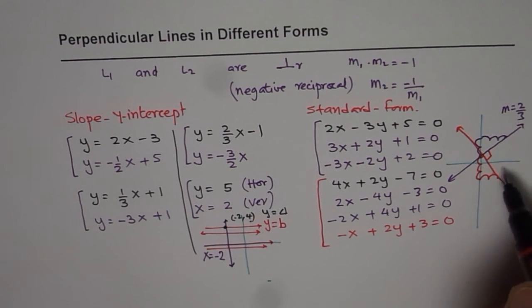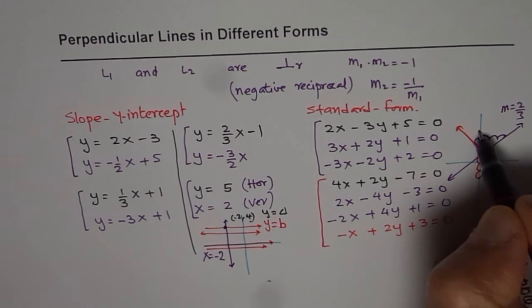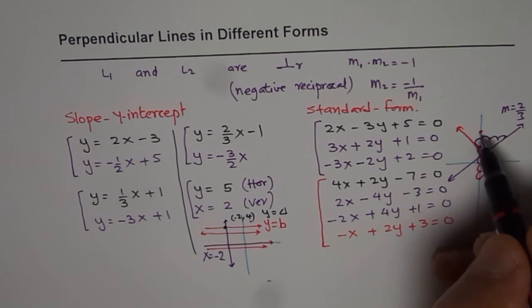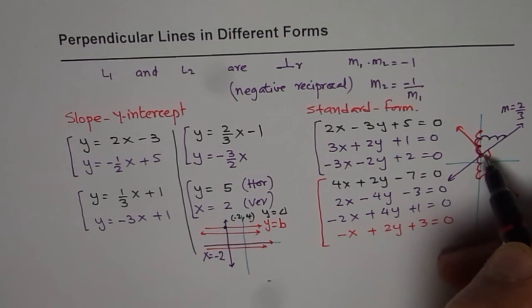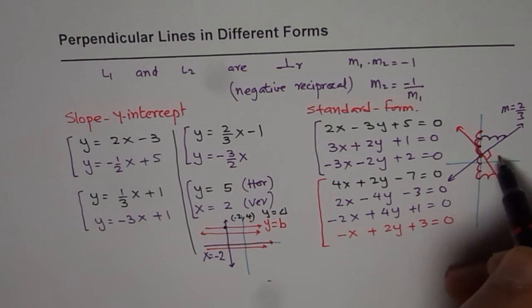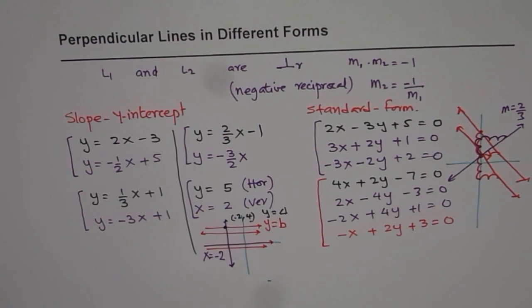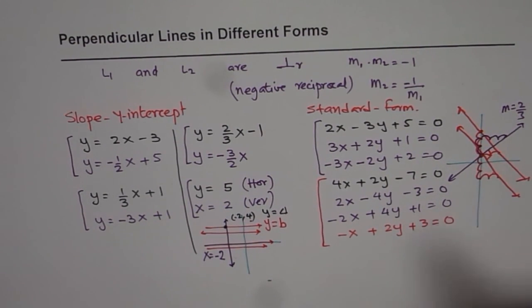You could go the other way also. You could start from any other point, right? So let us say this is the point to start with. Then from here, you could go 3 units down, 1, 2, 3, and then from here, 2 units to the right. So 1, 2. So we get here. So joining these two points, we get a line which is going to be perpendicular at a different point. So that way, you can actually draw perpendicular lines graphically also.